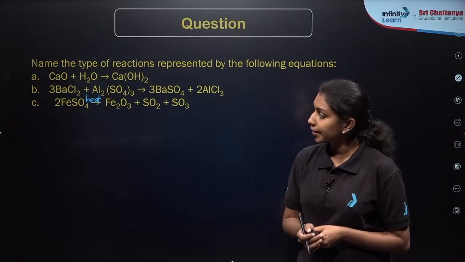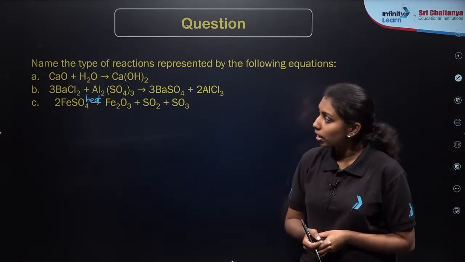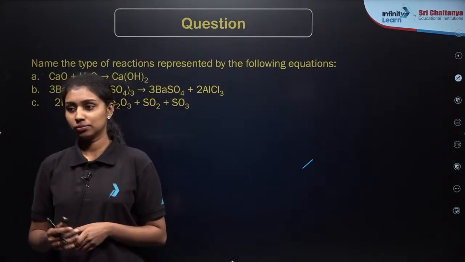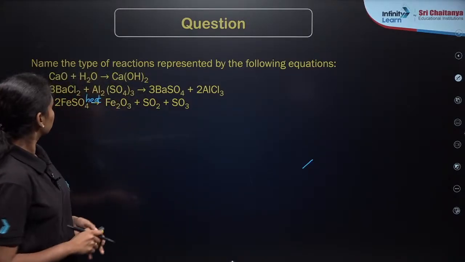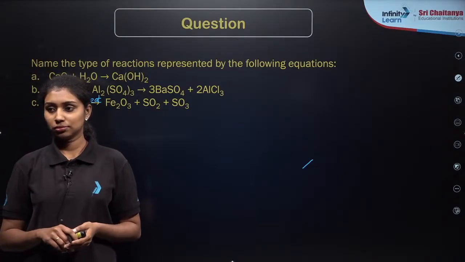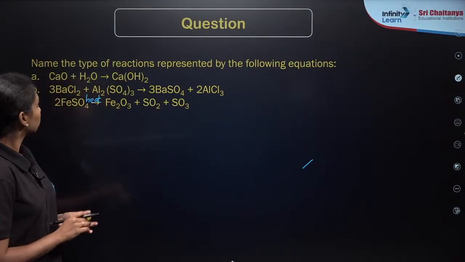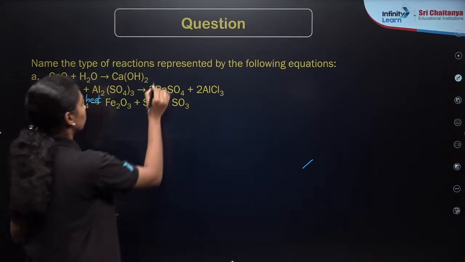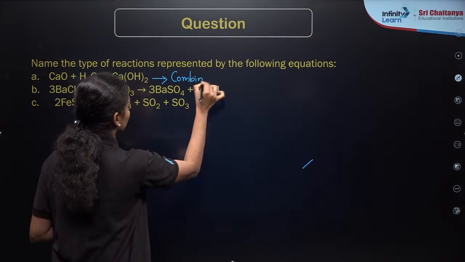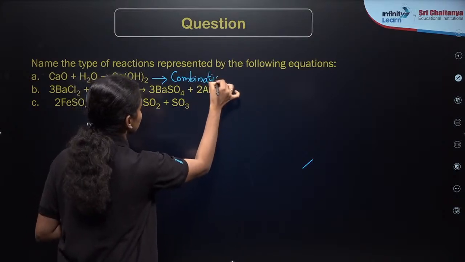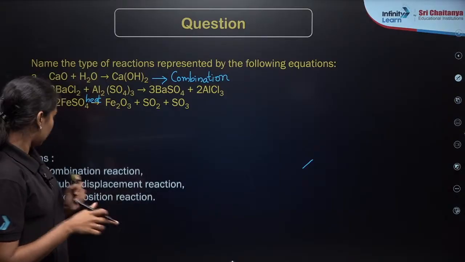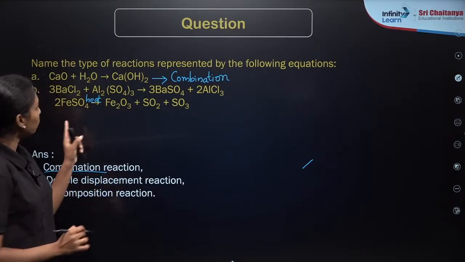What about the case of the first reaction? Calcium oxide will be treated with water to form calcium hydroxide, or the slaked lime. So this will be the combination reaction, right? Two or more reactants are combined together to form a single product over here. Yes, the first one is the combination reaction. Then what about the second one?